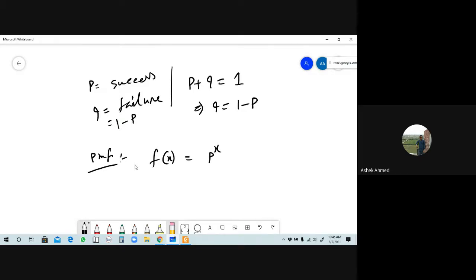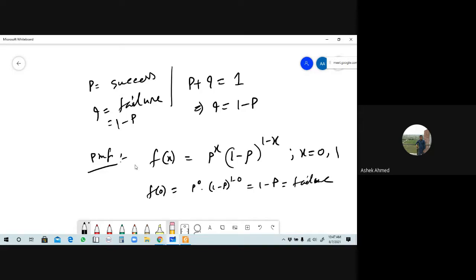So from here, the PMF is f of x equals p to the power x into 1 minus p whole to the power 1 minus x, for x equal to 0, 1. Tell me, if you substitute x equal to 0, what will the value of f of x be? P to the power 0 into 1 minus p whole to the power 1 minus 0, that is 1 minus p. Is it right? Respond to me. So does 1 minus p represent success or failure? Failure. Is it right?